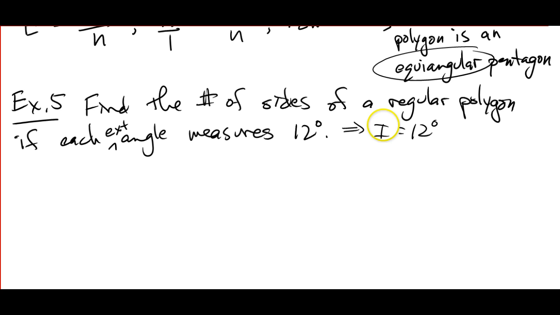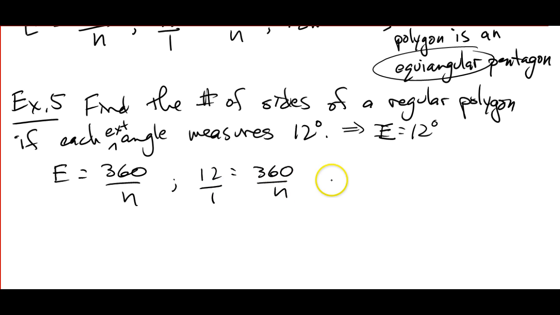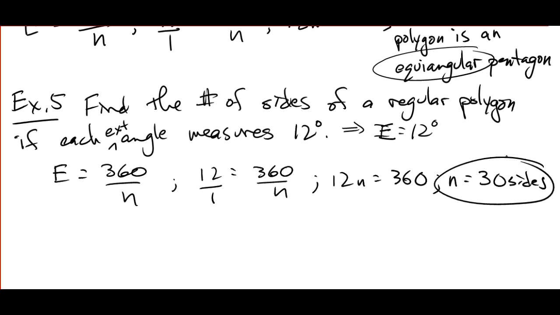So this tells us that E is equal to 12, so that makes it even easier. So I know that E is equal to 360 divided by N. It wouldn't make sense for the interior angle to be 12 degrees anyway. So I know that 12 is equal to 360 divided by N. Put that over 1, cross multiply. I get 12N is equal to 360, divide by 12, and I get N is equal to 30 sides. Okay, sorry about that mistake. It's the exterior angle that's given, and then we have 30 sides.